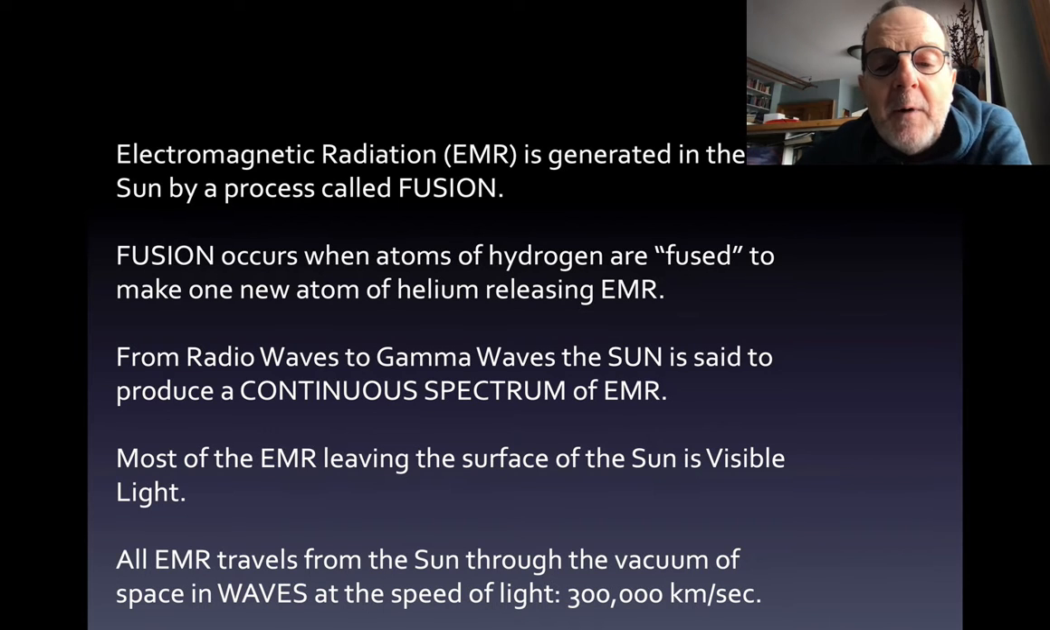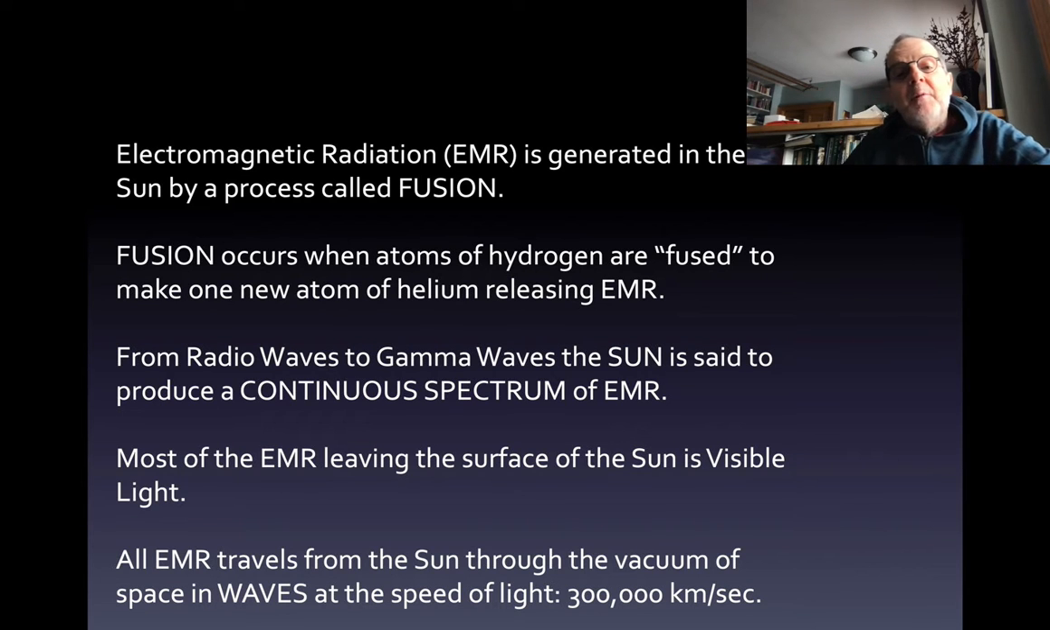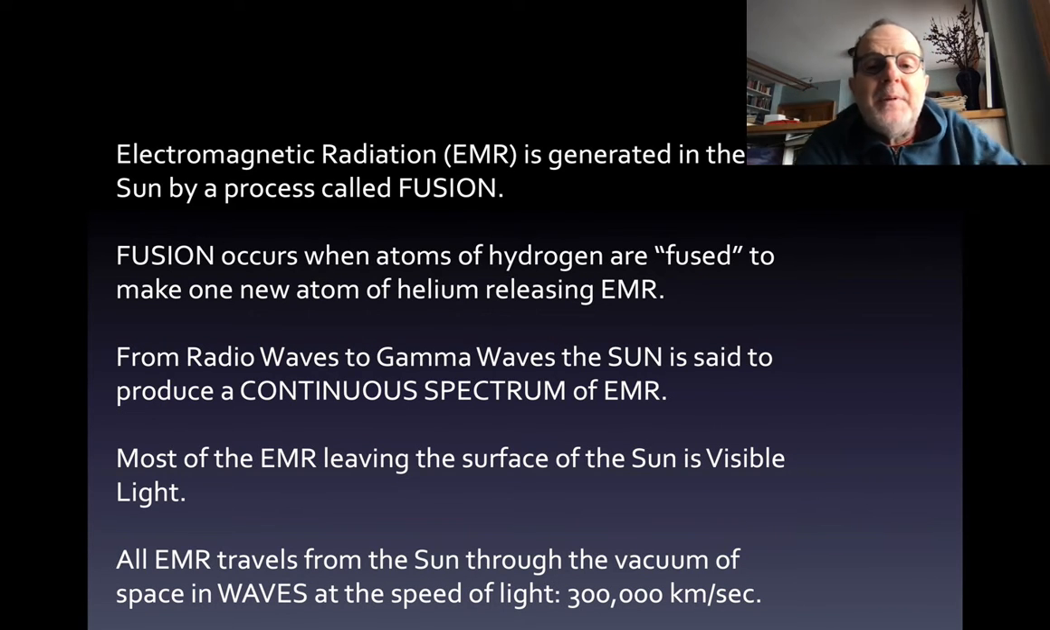From radio waves to gamma waves, the sun is said to produce a continuous spectrum of EMR. Most of the EMR leaving the surface of the sun is visible light. Gamma rays, X-rays, they get trapped in the sun. And other forms of radiation that might reach the Earth are trapped either in the atmosphere, by ozone, or the upper atmosphere. All electromagnetic radiation, EMR, the last point here, travels from the sun through the vacuum of space in waves at the speed of light, 300 kilometers per second.